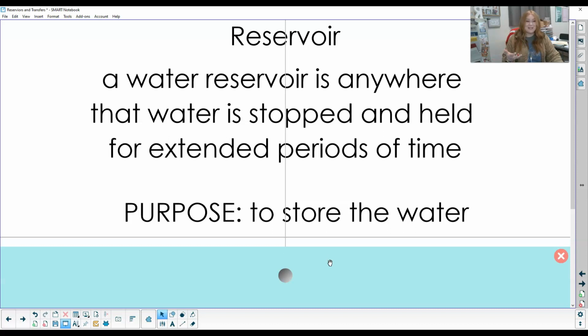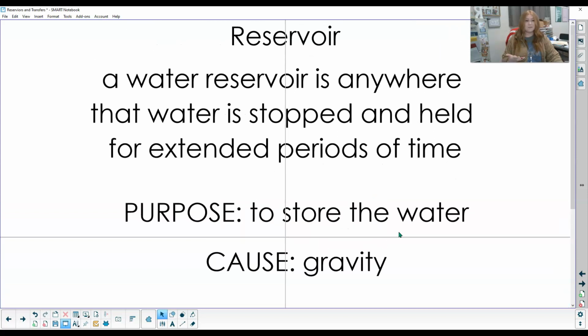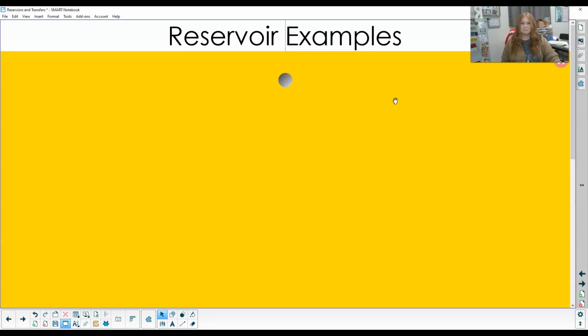Okay, so the purpose of a reservoir is to store the water. And the cause of all reservoirs is gravity, right? So I've got these reservoirs, gravity pulled that water down, and now it's being held in this location. So let's look at some examples of how gravity can cause these reservoirs.